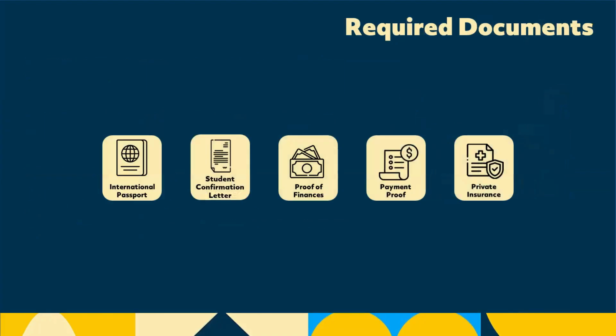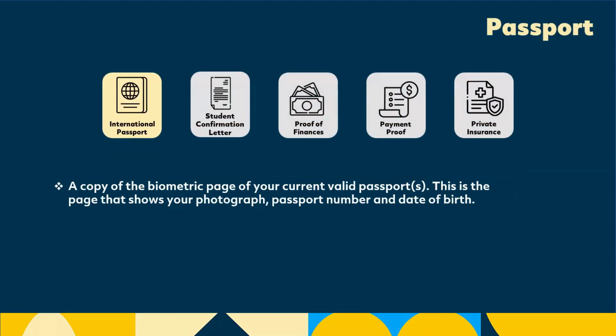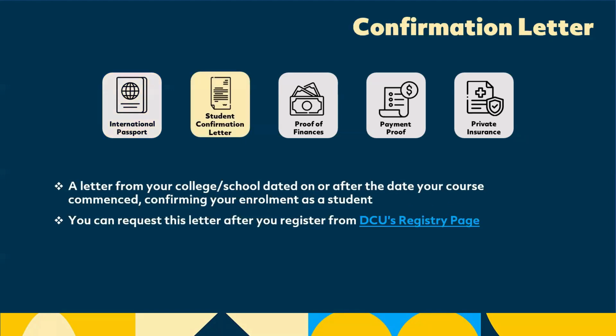Okay, so some of the required documents are your international passport, student confirmation letter. So you need to be able to show that you have registered fully at DCU. Then proof of finances for students who did not show that for their visa, proof of payment, and private medical insurance. For your international passport, a copy of your biometric page of your current valid passport, the page that shows your passport number and date of birth.